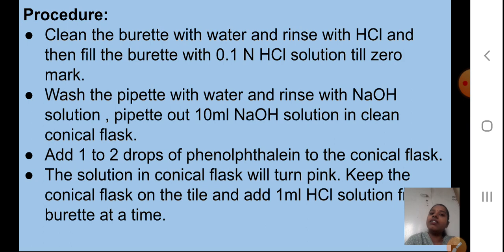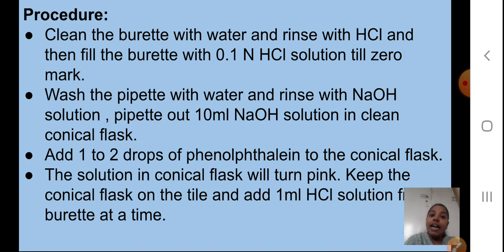Wash the pipette. Now I'll take the other glassware, which we call a pipette. It is like a tube only. I'll clean it with water and rinse it with NaOH solution. Pipette out 10 ml NaOH solution in a clean conical flask. How much NaOH solution will I pipette out with the help of that glass tube? 10 ml. And I am going to keep it in the conical flask.